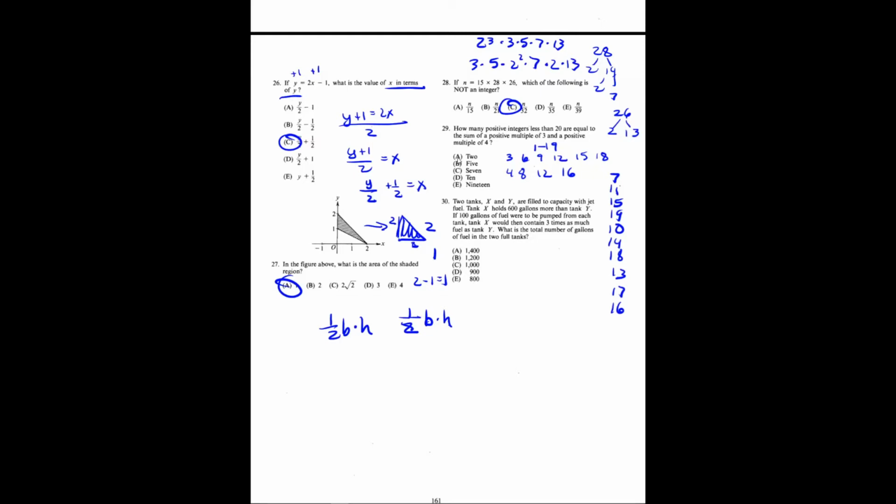And so now we just count these up. 1, 2, 3, 4, 5, 6, 7, 8, 9, 10. So there are 10 integers that meet that criteria.